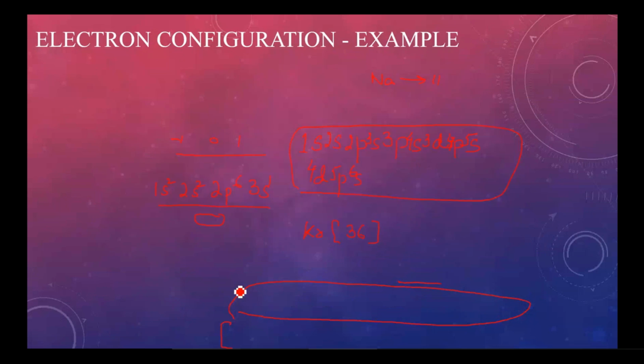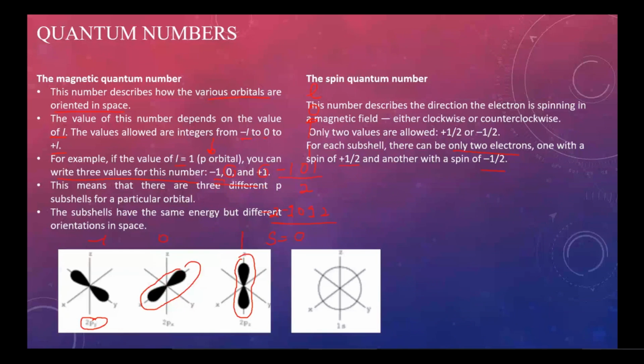Spin quantum number is basically how the electron is spinning in a magnetic field. It could either be spinning in a clockwise or anticlockwise direction. For a simplified case, you need to understand that within any subshell, you can have only two electrons at maximum, having opposite spins. This is it about the spin quantum number.